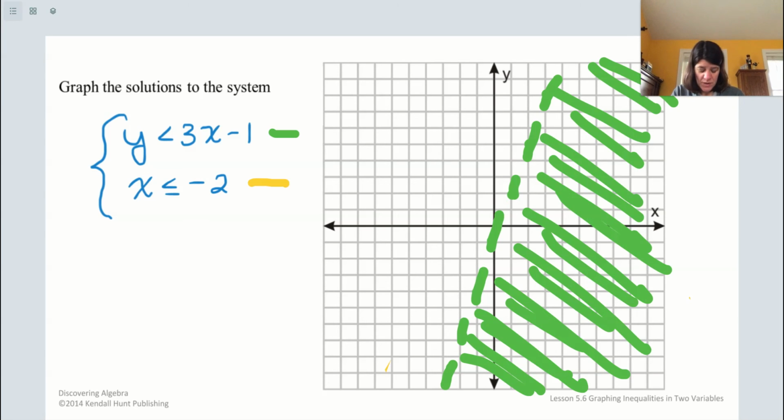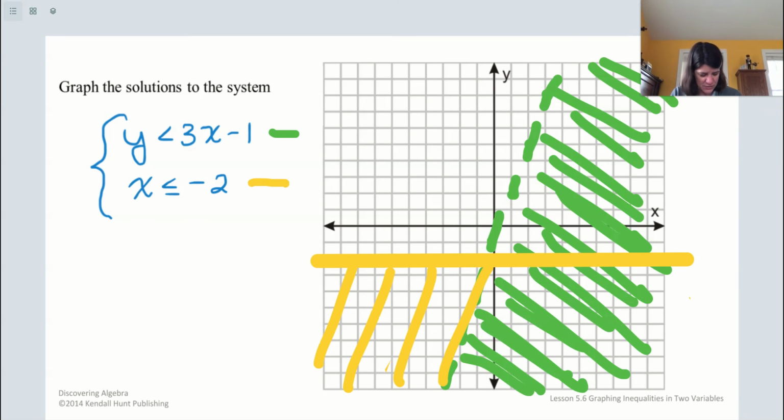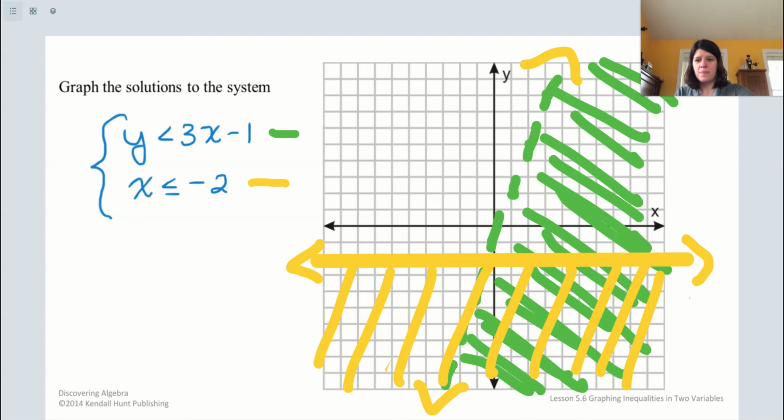And then x is less than or equal to negative 2, so I find negative 2. This one is going to be solid because there's an equal sign there. So at x is negative 2, I draw my line, and I would shade in underneath. And then the solution is where the two overlap. So where you see the green and yellow overlapping, that's the solution to the inequality. And I suppose each of these really should have arrows on the lines.